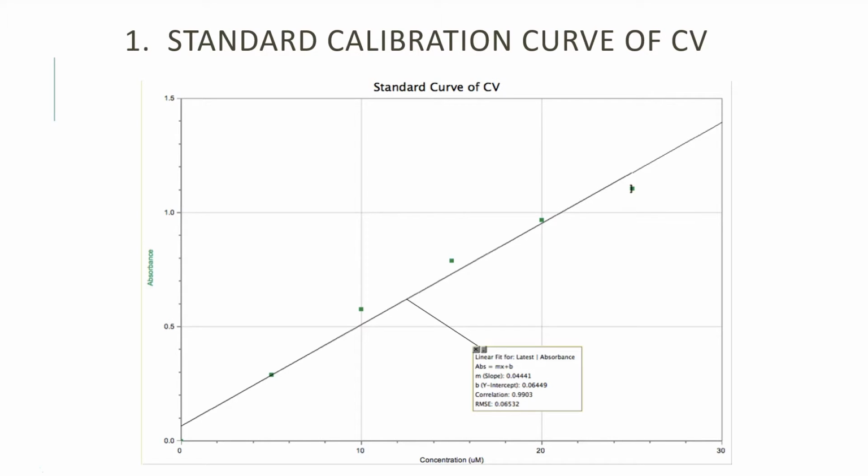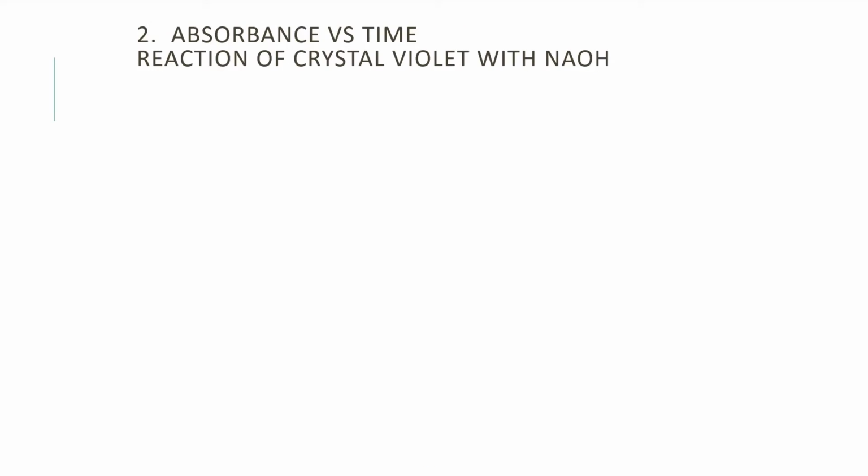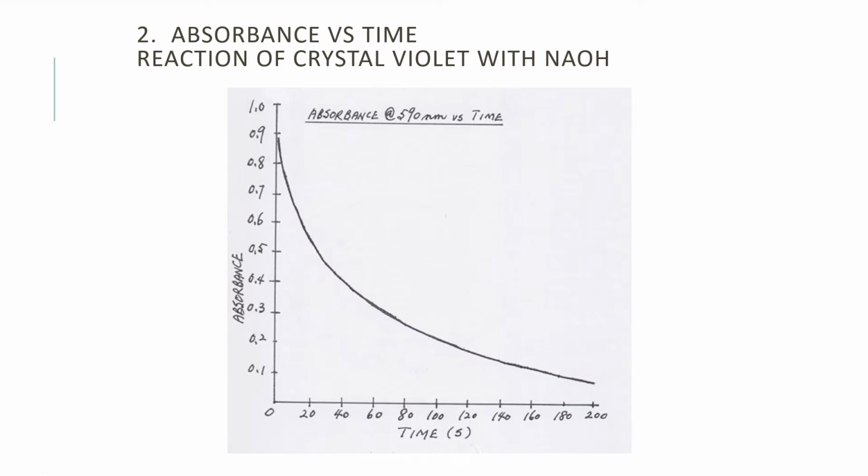1. Standard calibration curve of Cv. This graph shows the linear plot of the absorbance versus concentration of the standard Cv solution. 2. Absorbance versus time, reaction of crystal violet with NaOH. This graph shows the absorbance of Cv solution mixed with hydroxide versus time at 590 nanometers.